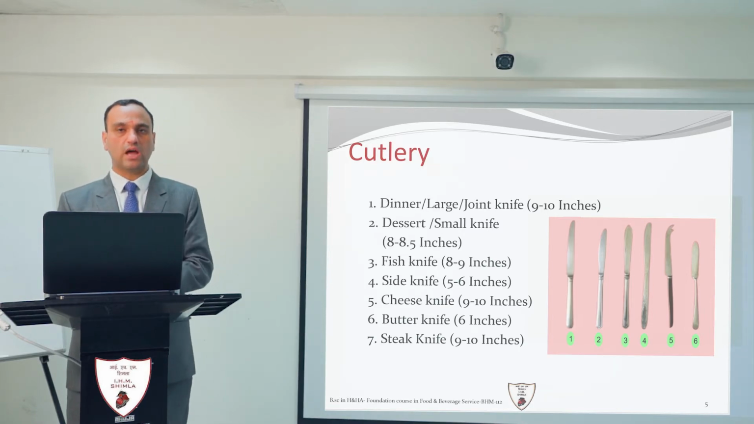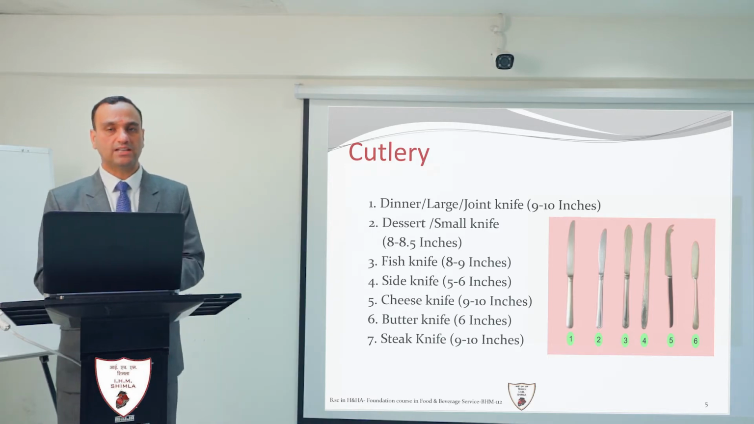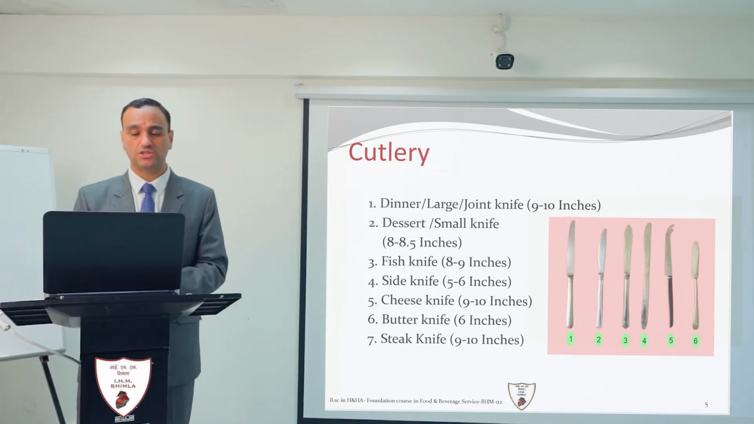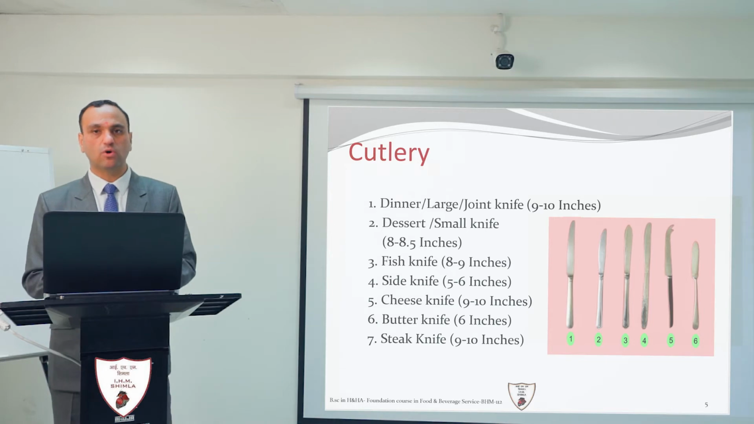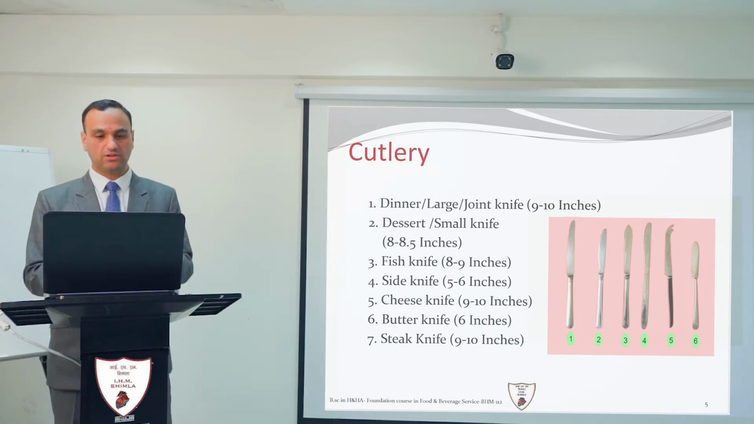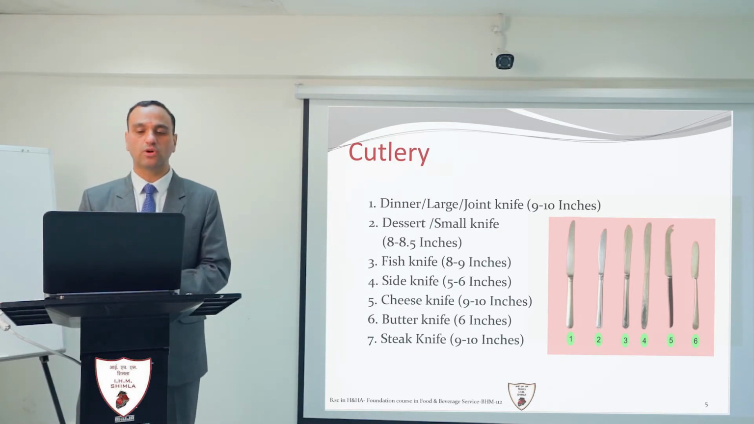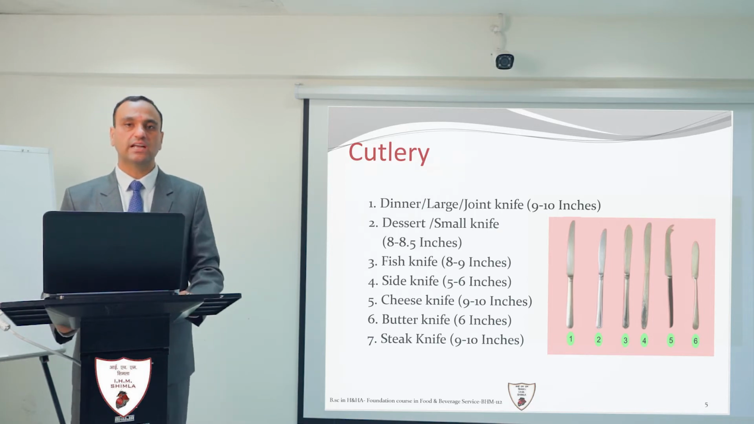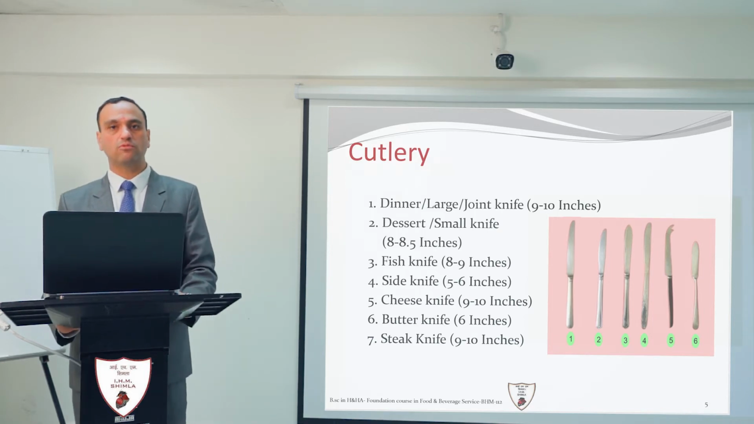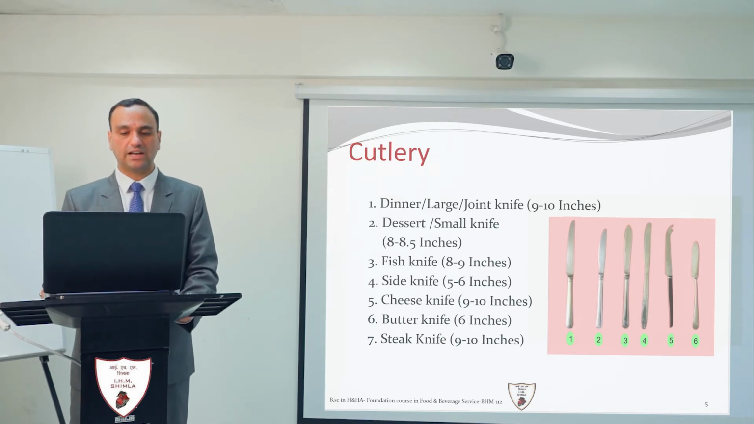Next is fish fork. While the guest wants to have the fish item, the guest will use fish fork, and the size for fish fork is 8 inches. Next is pastry fork. While the guest wants to have their pastry or cake items, this fork will be given, and this fork will be used by a guest. Size for pastry fork is 5.5 inches. Next is salad fork. Salad fork will be used for having our salads. The size for salad fork is 9 inches.